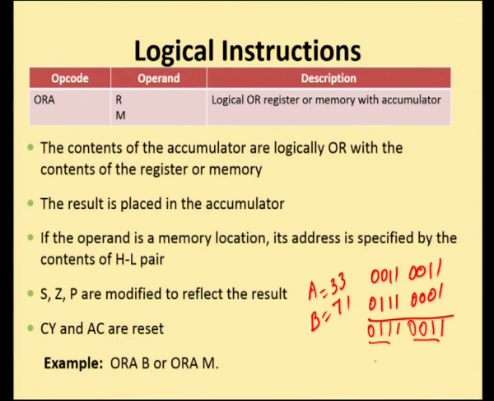Finally, read it as 4 bits, so 7 3. So, the answer is 73, which is loaded in the accumulator.